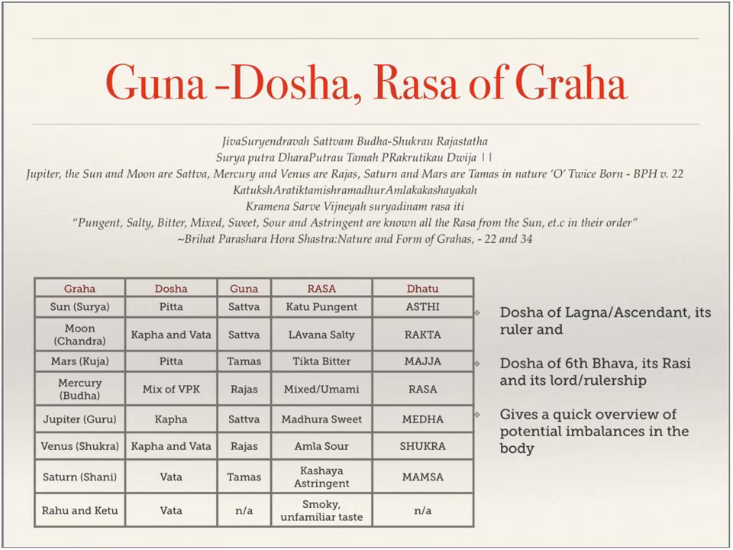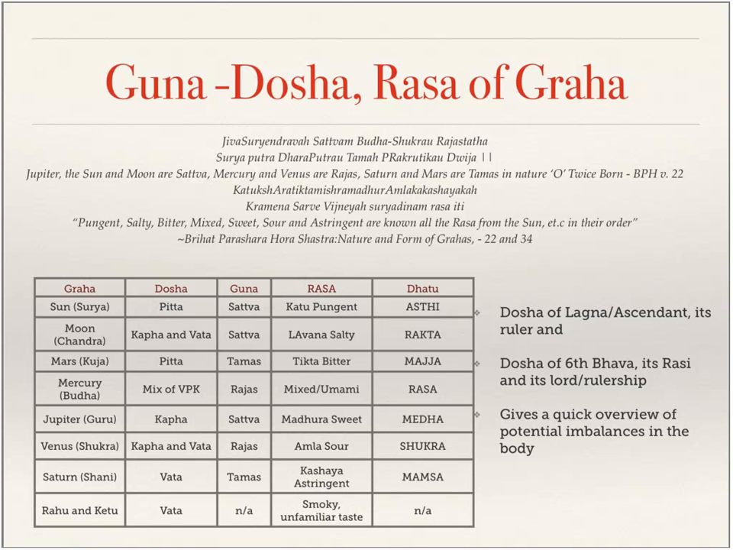So with the sun, we know the sun is a fiery planet. Therefore, its dosha is pitta. What could be another fiery planet? Mars is a fiery planet, right? So you can start to see the qualities of the planet translate into their dosha.